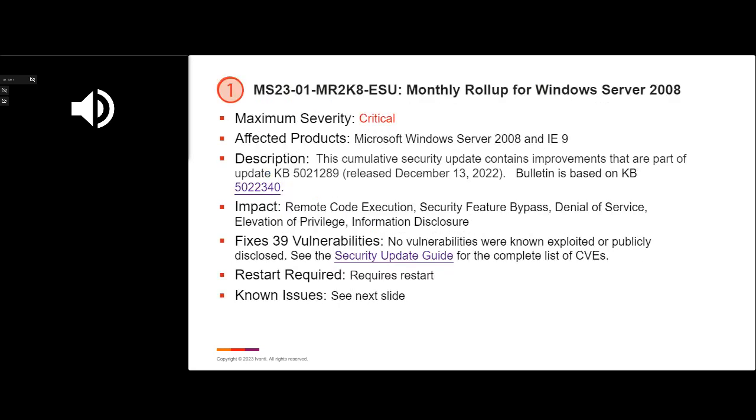We did see the last release for Server 2008, as Chris mentioned, end of support for this. They did address a large number of vulnerabilities. They've been kind of in the teens the last couple of months, but this month they released updates for 39 vulnerabilities. This particular release, you'll notice that there were no previews.